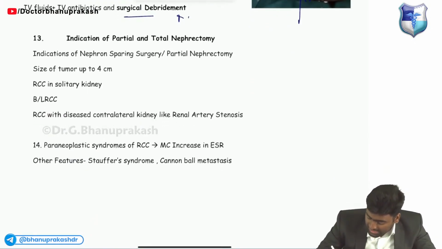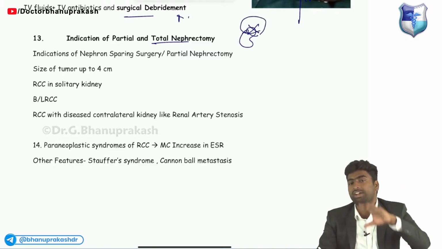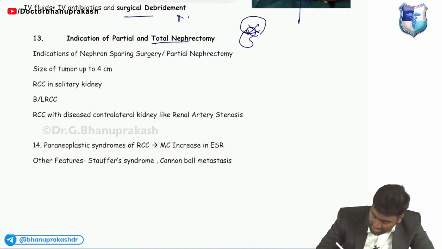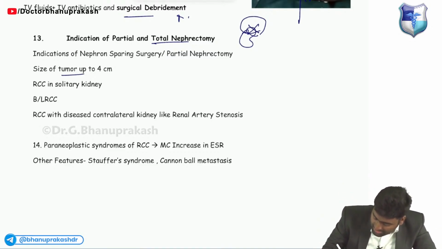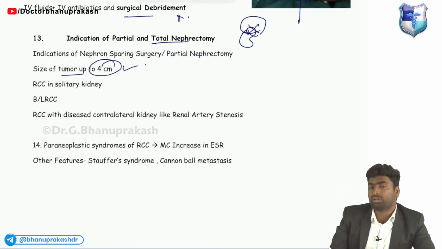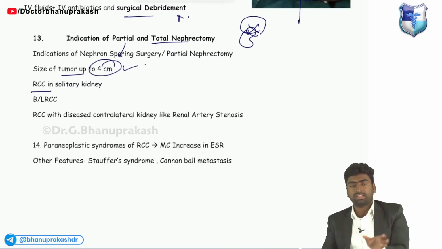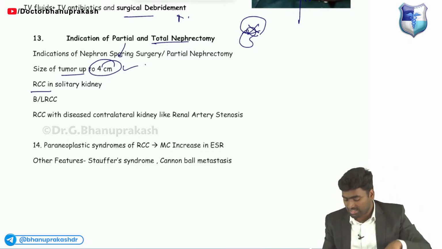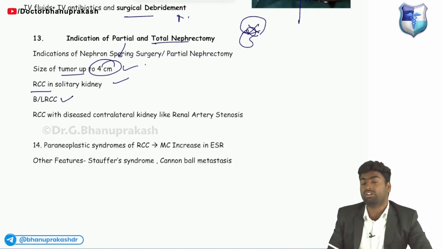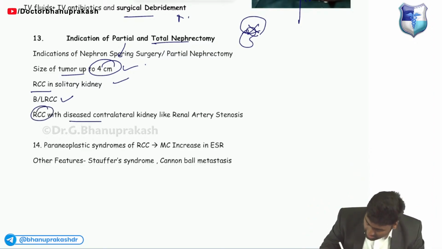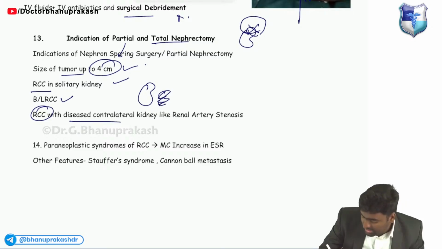And nephrectomy: where will I do nephrectomy surgeries, especially partial nephrectomy? If there is an RCC but you want to remove just the tumor part and leave the kidney, if the tumor is up to 4 centimeters, then we do partial nephrectomy. If RCC is present in only one kidney, we do partial nephrectomy. If both kidneys are involved in RCC, or one kidney is already diseased but has RCC, we do partial nephrectomy.